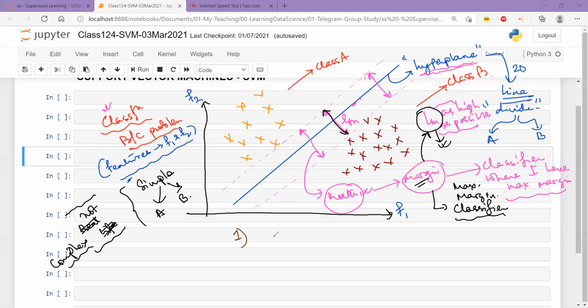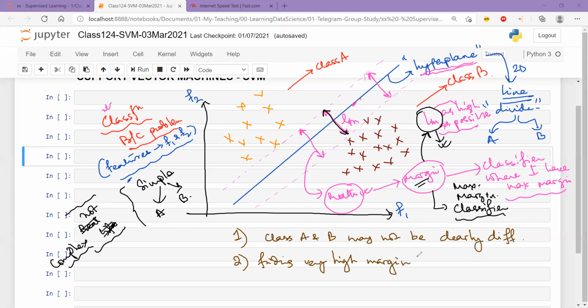So the first problem is that obviously class A and B may not be so clearly differentiable. They will be overlapping. So that's the first point. Secondly, finding a very high margin is, let's say, tricky. You have to forget my handwriting; it is really bad.